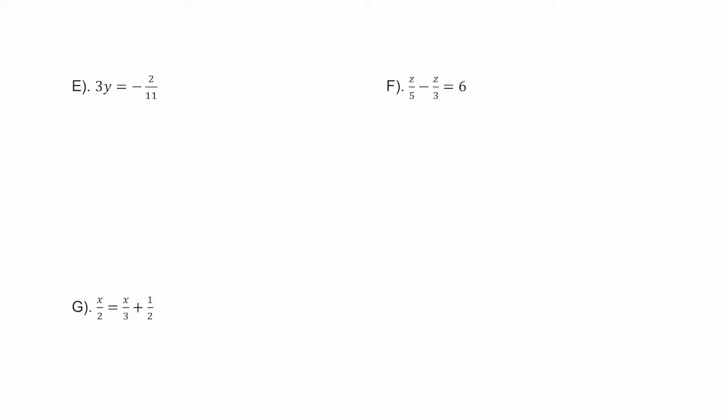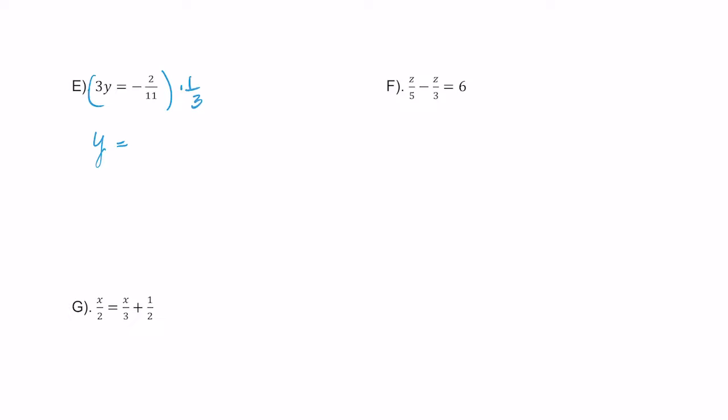Okay, let's look at a couple more. In this next problem here, I have 3 times y equals -2/11. Again, we could divide by 3, or you could just multiply by the reciprocal. So the reciprocal of 3 over 1 is 1 over 3. So I'm just going to multiply both sides by 1/3. And remember, 3 times 1/3, that's going to cancel out, because 3 times 1 is 3, divided by 3 is 1. So you get 1y, which is what you want.